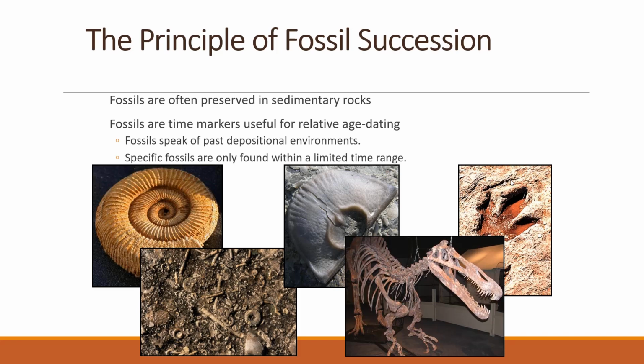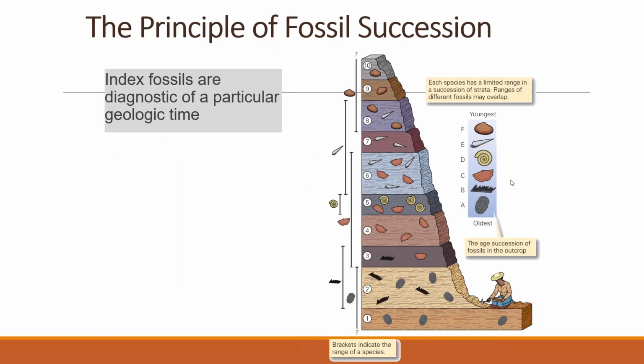We can also look at our fossils and see how they change with time. Fossils are often preserved in sedimentary rocks, and they are important time markers that are useful for relative age dating. Fossils are only going to be present in rocks that were formed during the time period that those fossils were alive, unless they're secondary depositions. So fossils speak of past depositional environments, and specific fossils are only found within a limited time range.